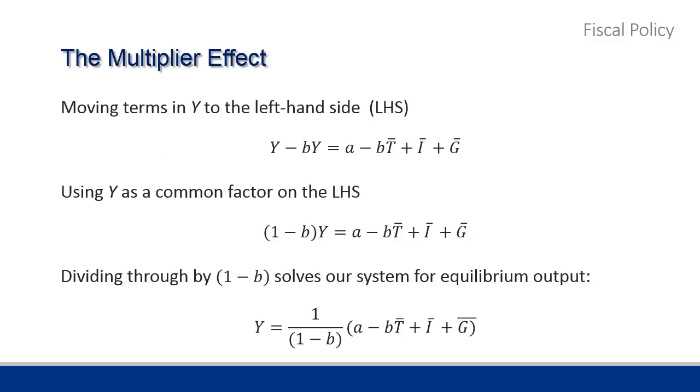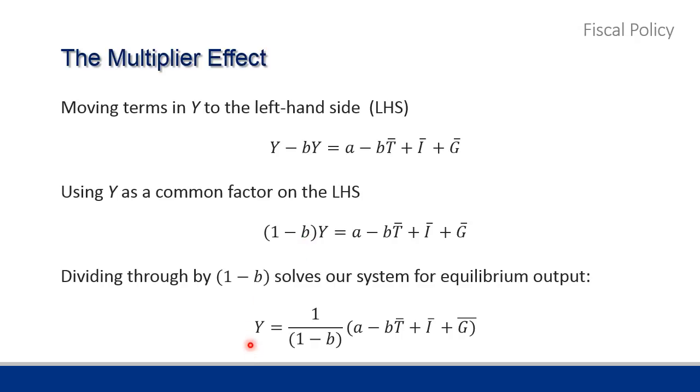In the previous equation, Y is on both the left and the right hand side, so we can begin to solve for Y by moving everything in Y to the left hand side. We'll do that here. Y minus bY, which was on the other side before, is equal to a minus bT bar plus I bar plus G bar. Simplifying the left hand side gives us (1 minus b) times Y is equal to the same as before, and dividing everything by 1 minus b will help us to solve for Y.